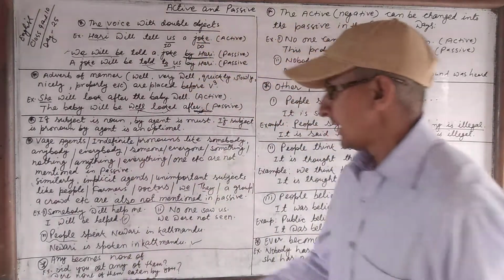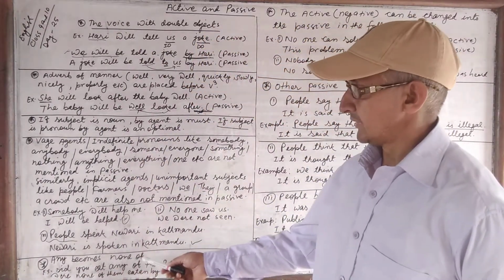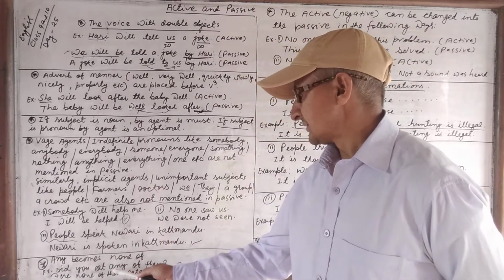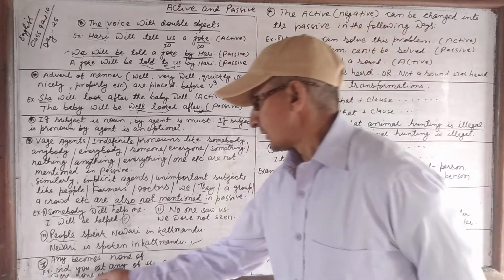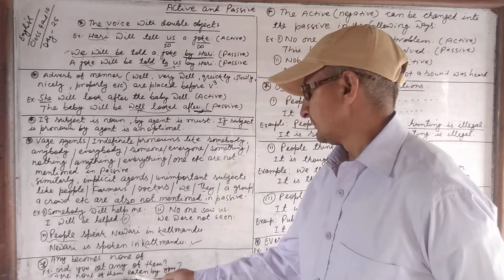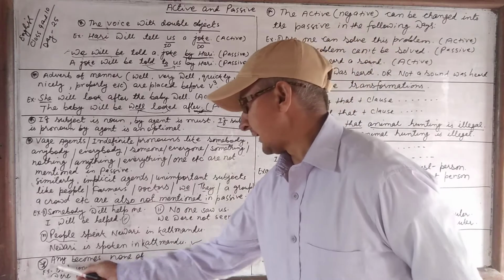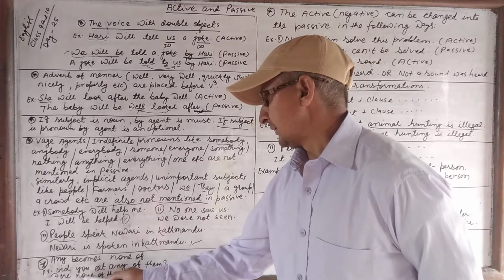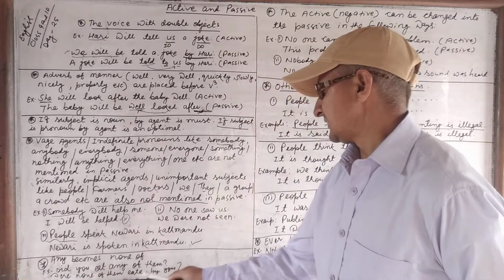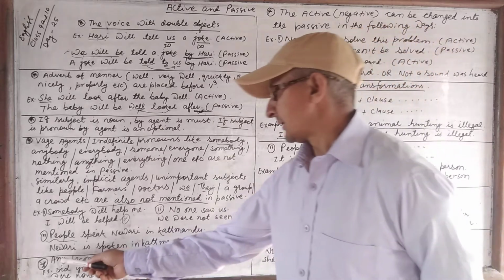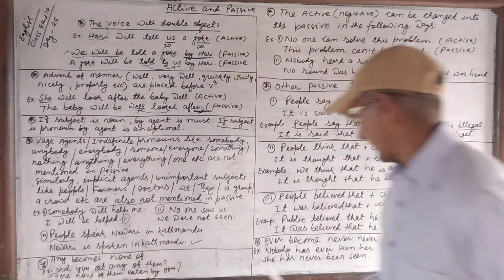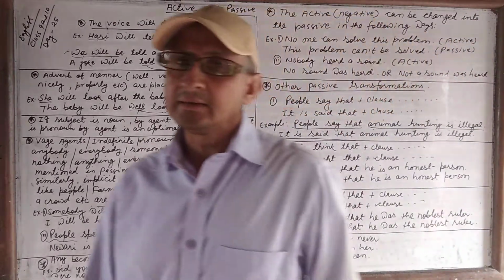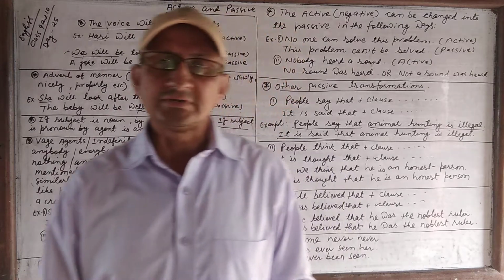Similarly, any becomes none of. Any becomes none of. Did you eat any of them? Were none of them eaten by you? Okay. Any becomes none of them. In this way, any becomes none of, and ever becomes never in the passive sentence. In this way, we change active into passive sentences.